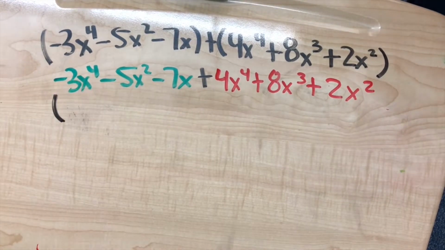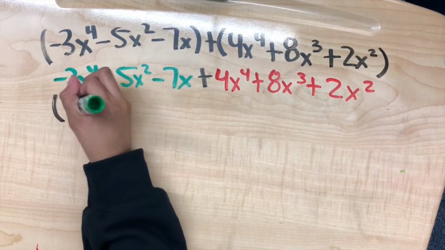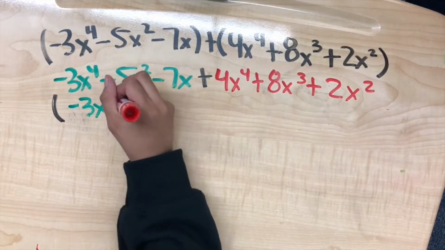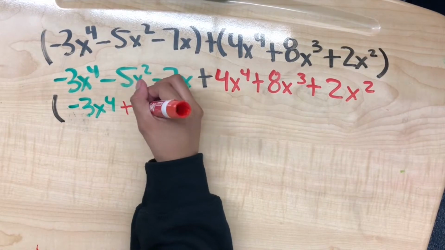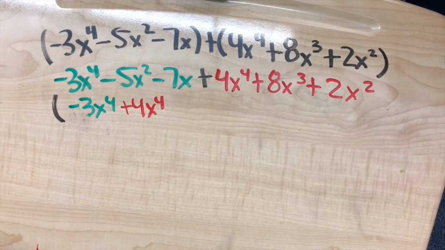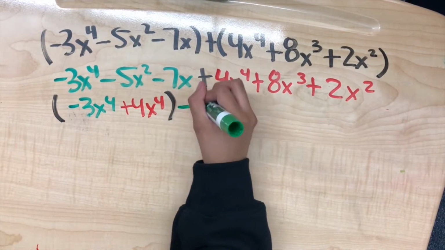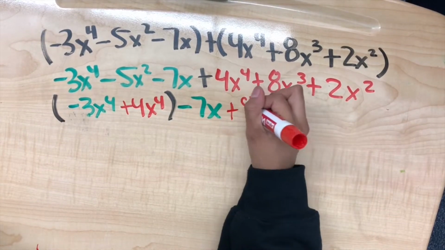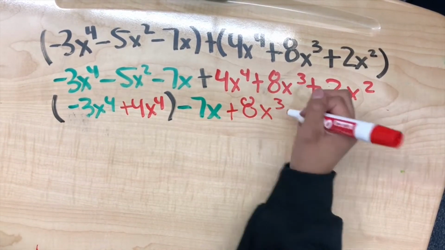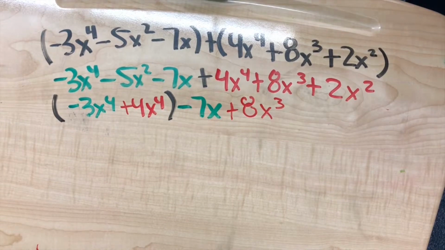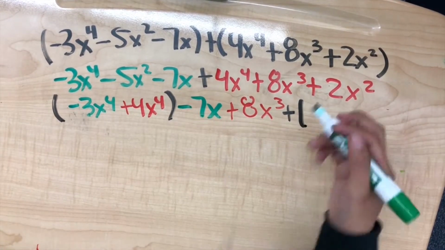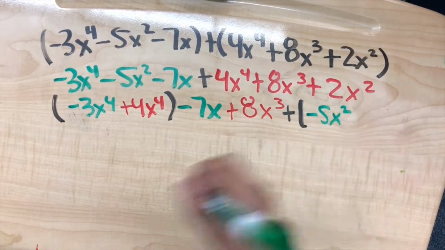So we're going to start combining like terms. So we look at the exponents and we see that negative 3x to the power of 4 can be combined with 4x to the power of 4. And then we have a negative 7x plus 8x cubed. And we have another set of like terms. So we're going to combine those and it's going to be negative 5x squared plus 2x squared.